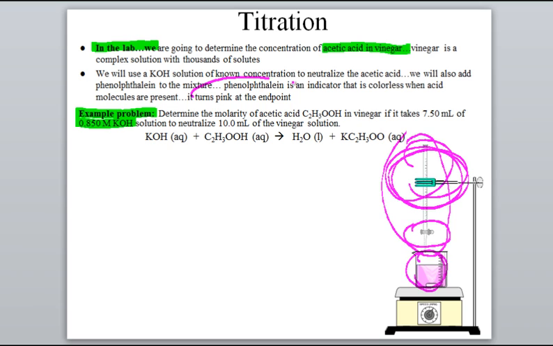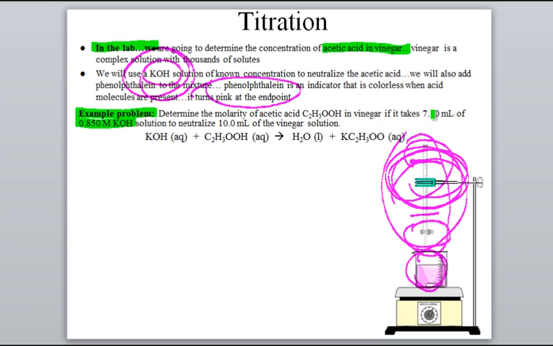When you reach the end point, it's going to take less than 1 drop of the potassium hydroxide, and boom, you'll have a color change. So you'll start with the starting volume of potassium hydroxide. As you add, it'll remain colorless. When you reach the end point, when it turns pink, you'll stop, and that difference between the starting and stopping will be the volume of potassium hydroxide that you add.